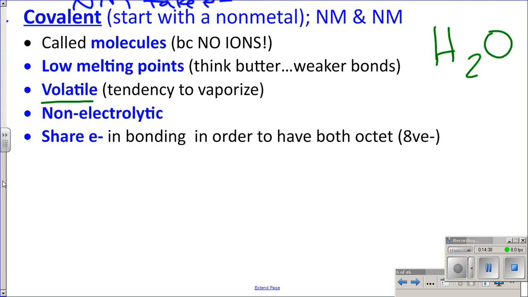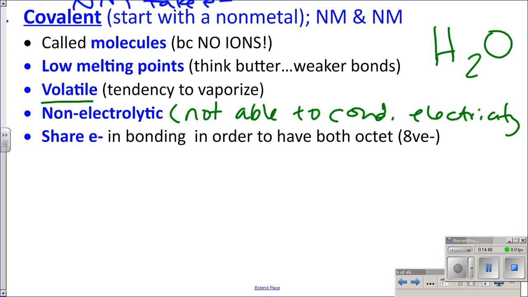Okay, non-electrolytic, opposite of ionic, right? So not able to do what? Right, conduct electricity. Because what's not free? Right, no free electrons. Because there's just not, that looks like xenon. No free electrons, because there's nothing available to move. There's no electrons able to move.